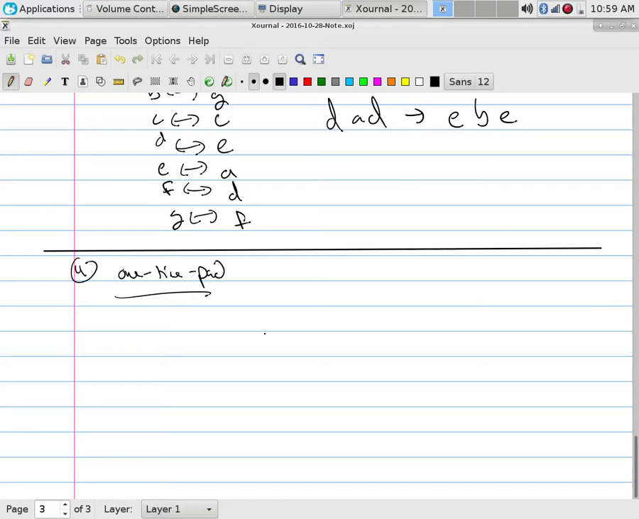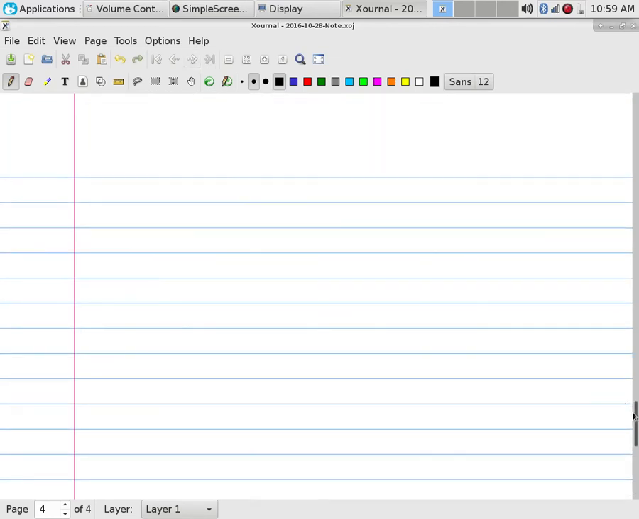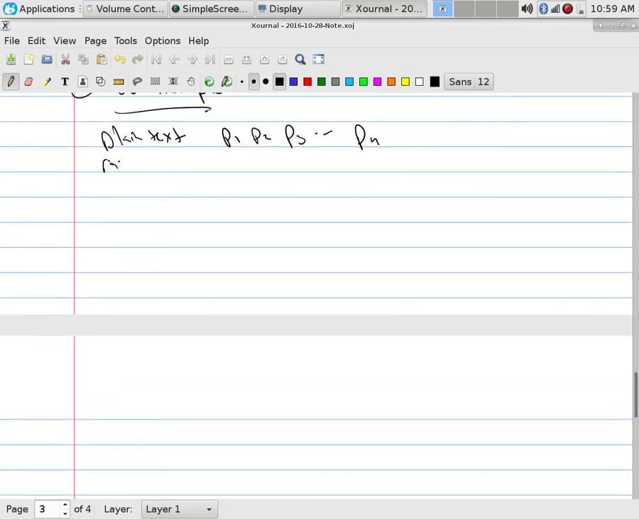And I'm going to talk about a one-time pad. So what I have is plain text, which is simply P1, P2, P3, up to Pn. And then on top of this, I'm going to put random numbers. I'm going to call these R1, R2, R3, up to Rn. It's just a bunch of random numbers. And then what I'm going to do is form the cipher.